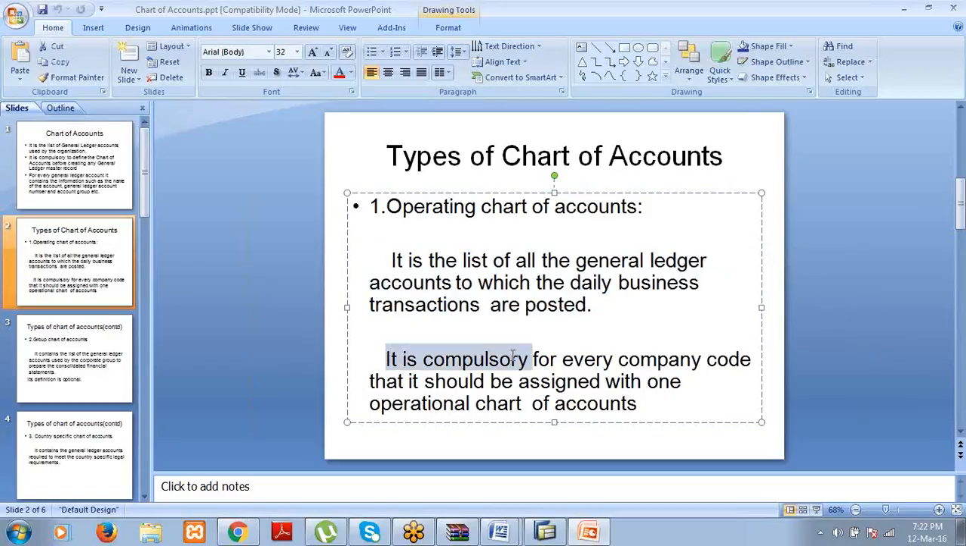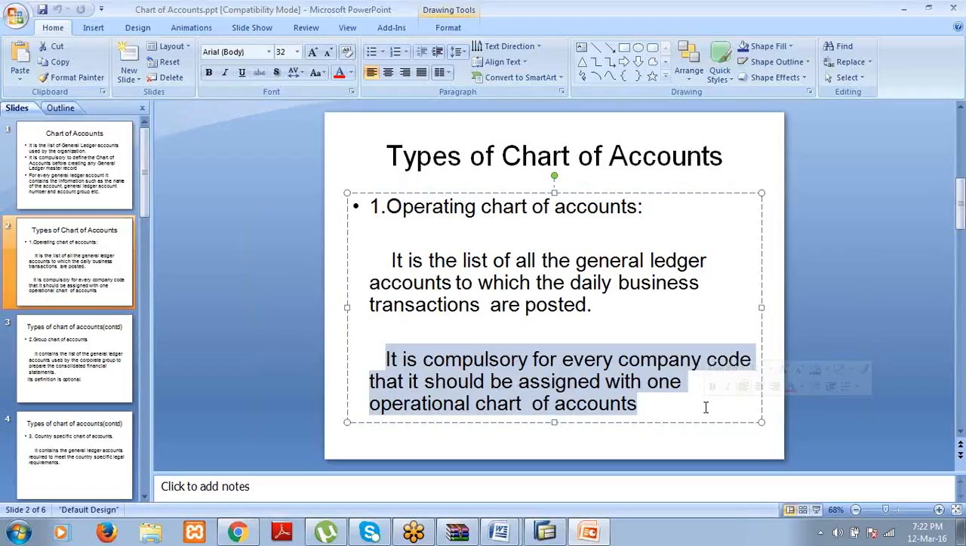And it is compulsory for every company code that it should be assigned with one operational chart of accounts. Here, operational chart of accounts or chart of accounts, both are the same. When you say operational chart of accounts, it implies only chart of accounts. Or when you say chart of accounts, it implies only operational chart of accounts.